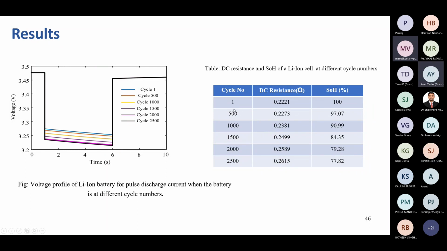So you can see that when it is cycle number one, which is a new one, right? So our state of health is 100%. That means it is a new battery.